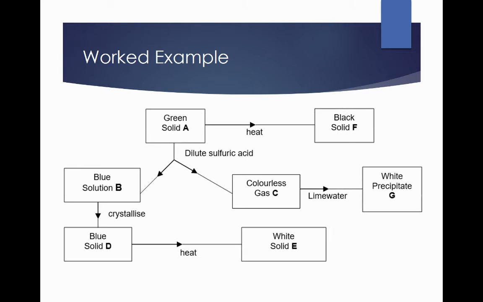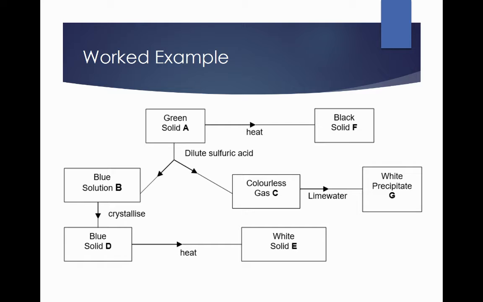Hi everyone, I thought to give you a worked example of a qualitative analysis flowchart kind of question. This particular example gives us an overview of what kind of processes are happening on an unknown solid A. If you look at such a reaction scheme, it might be quite daunting, but try to look through the whole scheme and start somewhere that you're familiar with.